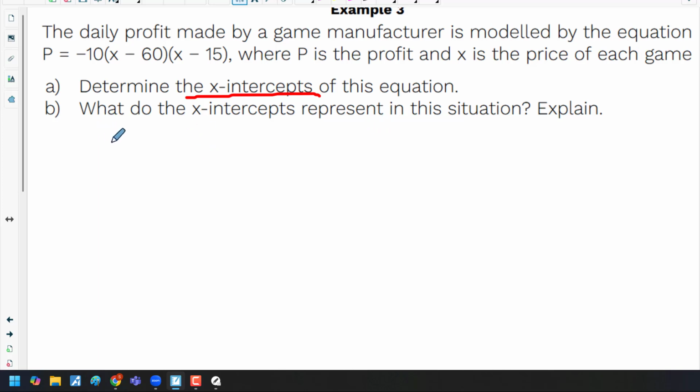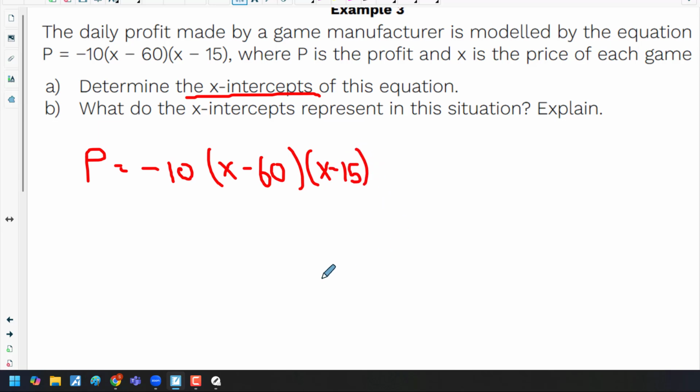So how do I find x-intercepts? Easy. The definition for x-intercepts is when your y value is equal to 0. So y value is 0. In this case, y would be the profit is 0. Your p-value is 0. 0 is equal to negative 10.